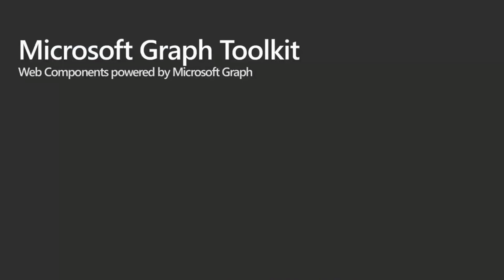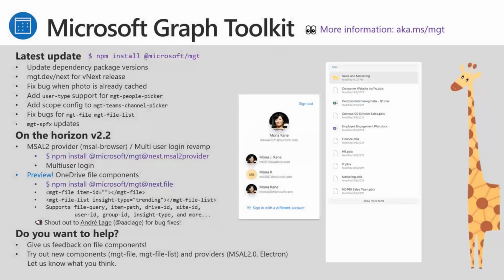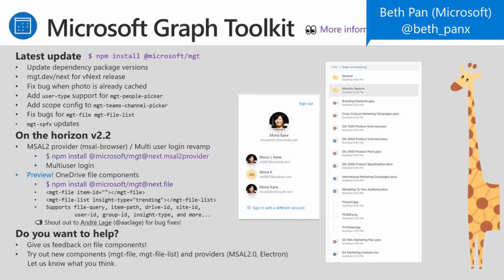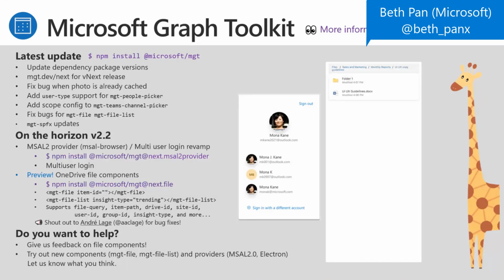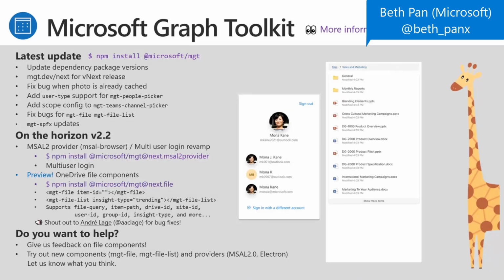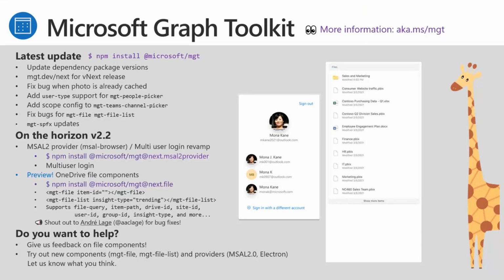Let's move into Microsoft Graph Toolkit. And for that, we'll invite Beth. Hi, good morning. So we're planning for a 2.2 release at the end of this month before Build. That will include the MSAL2 provider that supports multi-user login, where you can check out on the screen in the middle section how to install them. And then that'll also include some of the file components that connect to SharePoint file list and OneDrive file list, and with lots of configuration options. Feel free to try out these new packages for our 2.2 release, including all the bug fixes above in the latest updates. These are all going to be included.